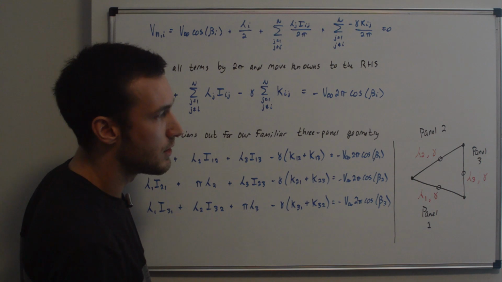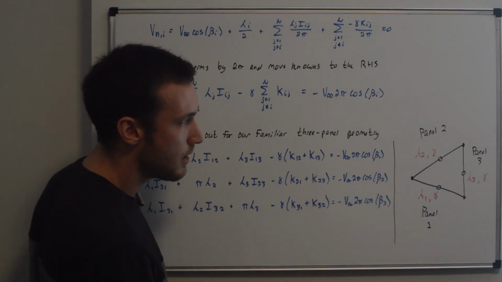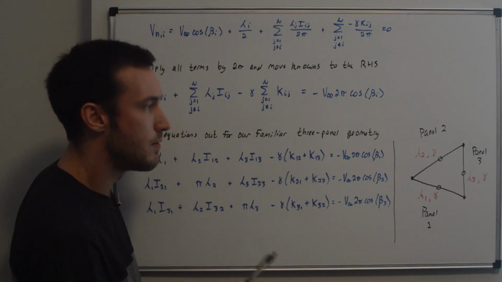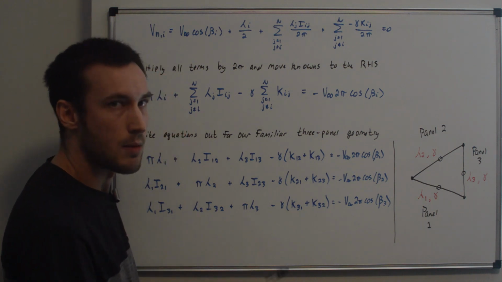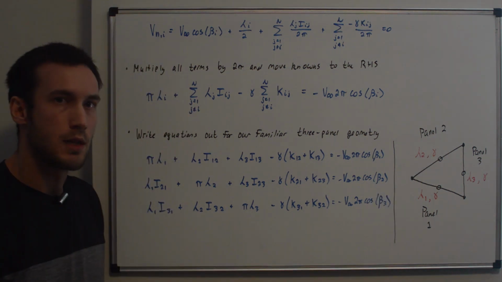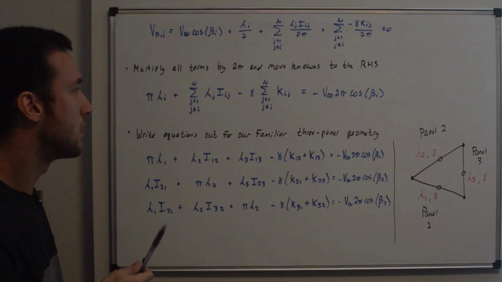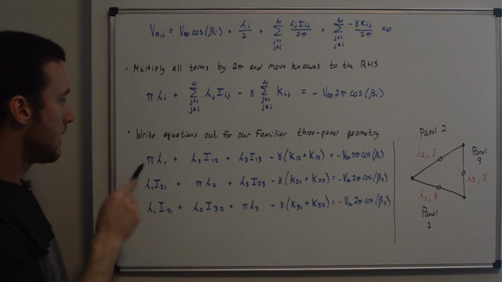Each of the panels has an associated source strength, lambda 1, lambda 2, lambda 3, and each of them also has an associated vortex strength, but this is the same for all the panels, so it's always going to be gamma, gamma, and gamma. Now we'll expand the equation up here out for one of the panels, so I'm just going to go over panel i equal to 1, and that's this equation here.